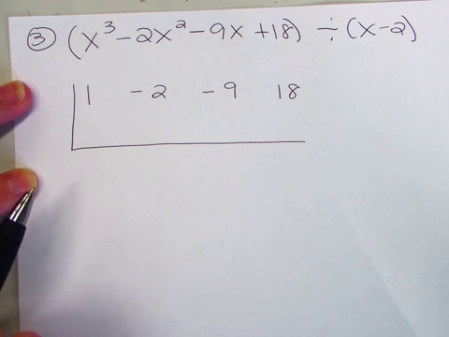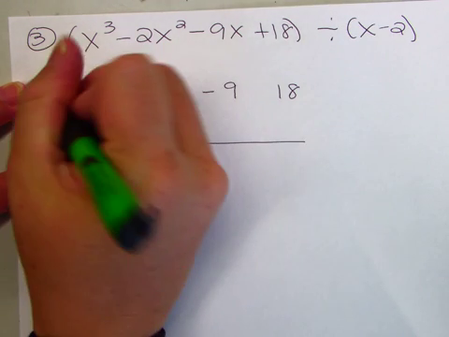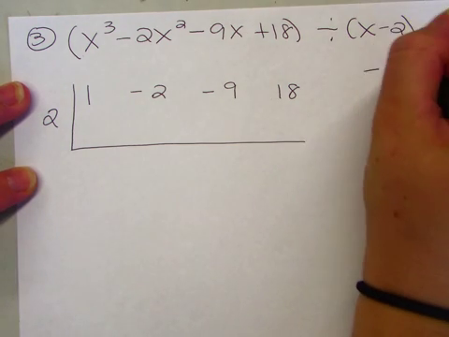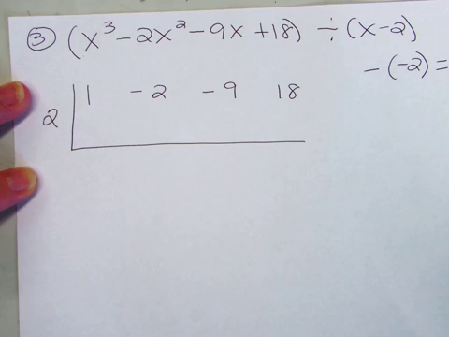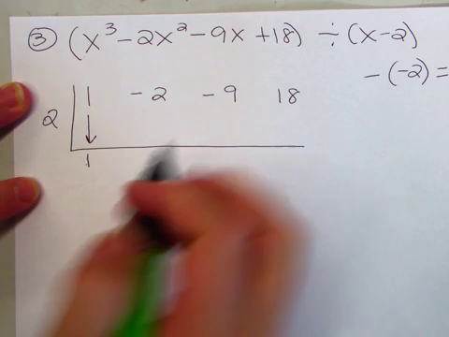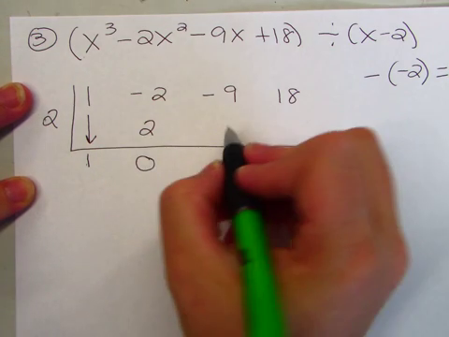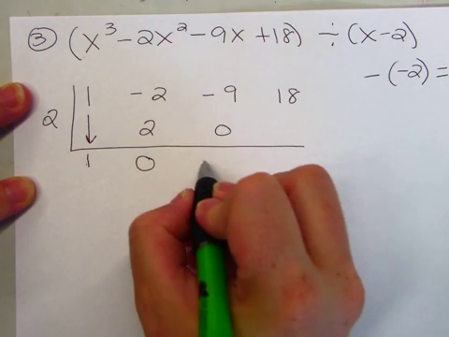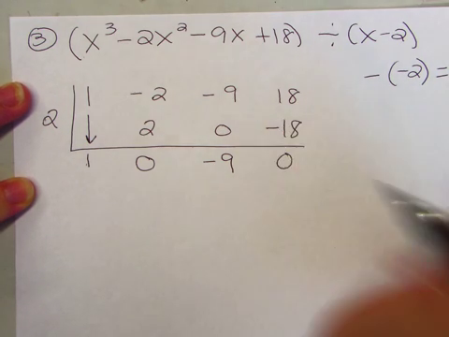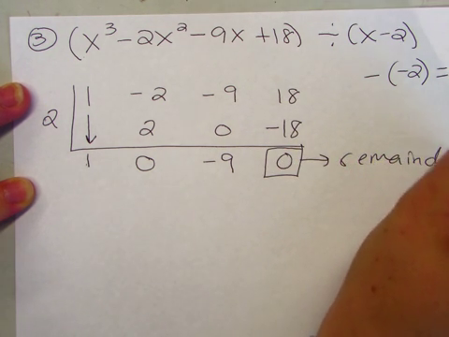Now, what number do you think goes on the outside? +2. Switch the sign. It's -2, so make it +2. Bring the first term down: 1. 2 times 1 is 2. Combine: 0. 2 times 0 is 0. -9 and 0 is -9. 2 times -9 is -18. Combine: 0. That's our remainder.